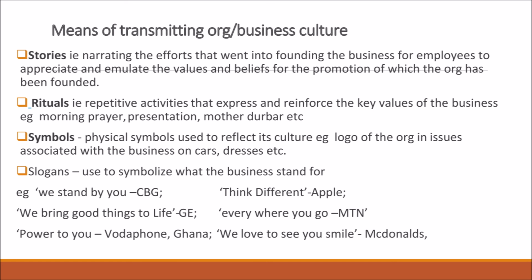And then you also have symbols. What does the business stand for? You find them all around their items, like their cars, their dresses, their stationery, their offices. There are certain businesses that use just one color. So if it is green and white, wherever you go, you see the green and white all over. Those are the symbols they are supposed to communicate to their stakeholders.